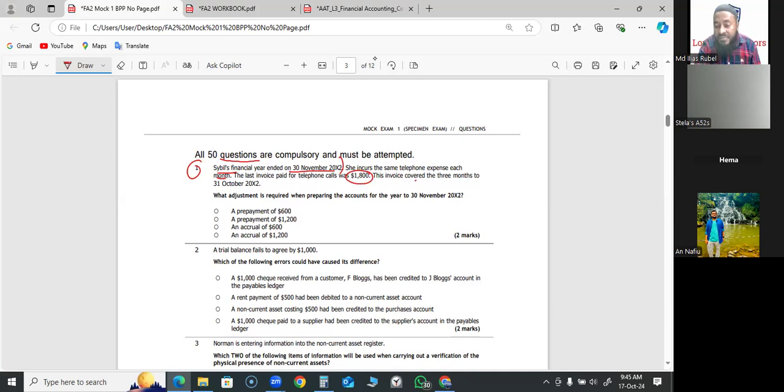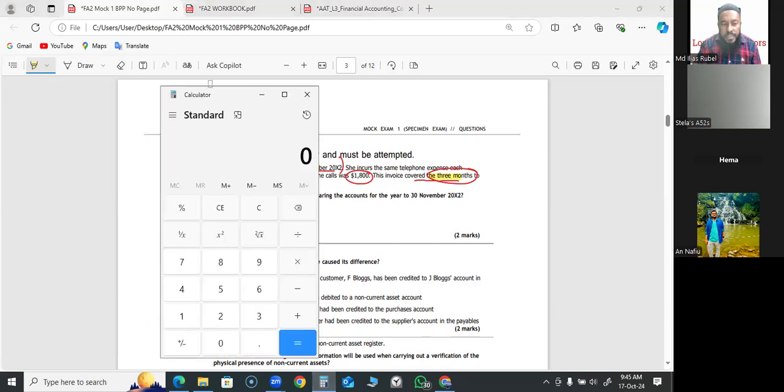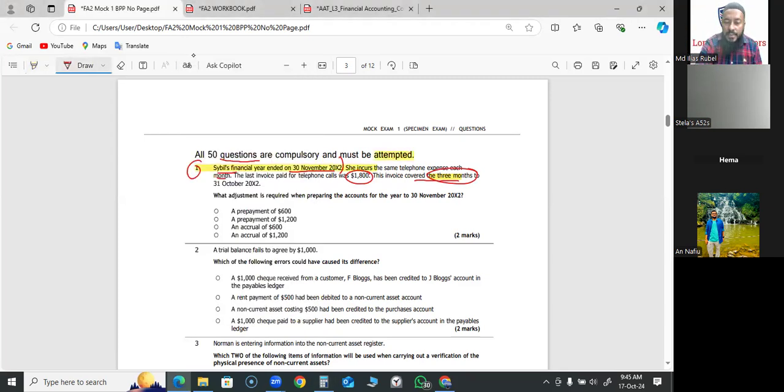This invoice covered how many months? It is said 3 months, right? We will do a quick calculation. You see my calculator on screen. We paid 1,800 for 3 months, so divided by 3, each month is £600. Bear in mind when we divide by 3, I get 600. I don't know whether it's needed or not, but we did the little calculation.